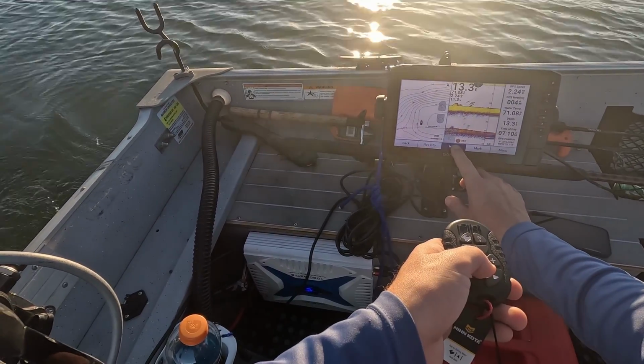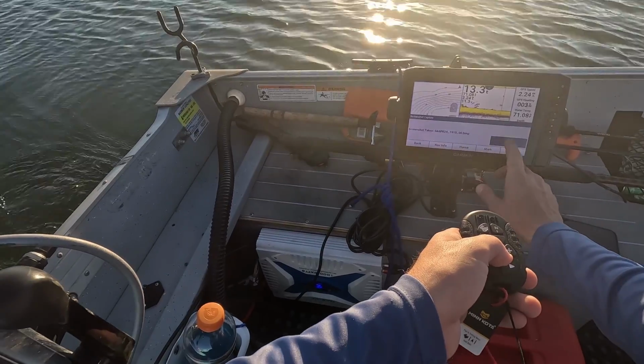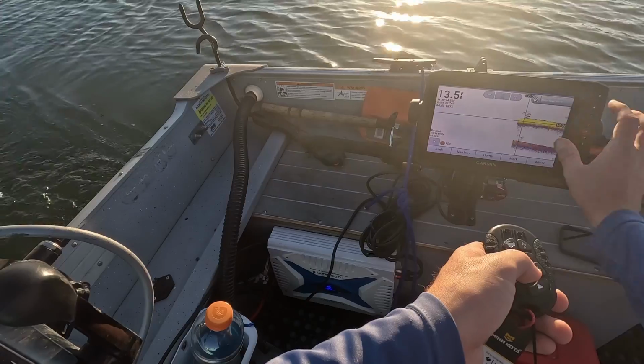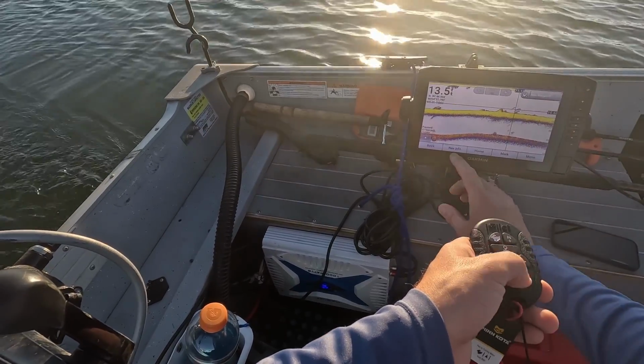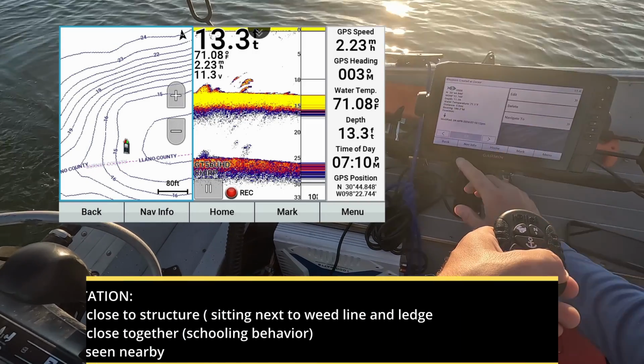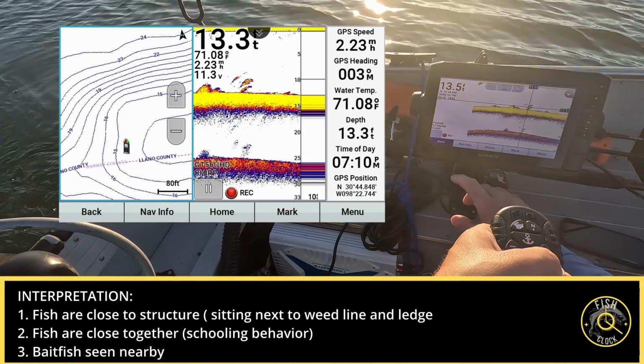Okay, I'm seeing fish right here, and they're right on that ledge, and they're right next to that piece of structure. So that right there is a money shot. So I'm going to mark this 506.